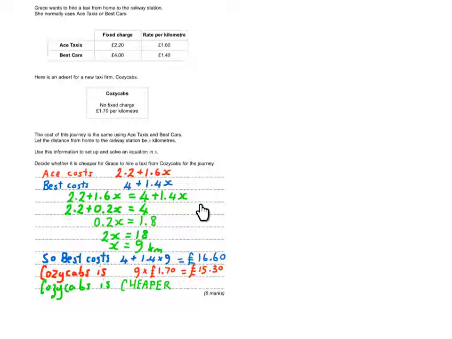So if I take away 1.4x from both sides, take away 2.2 from both sides, and multiply both sides by 10, I can figure out what x is. And it comes out to be x is 9, which means that her distance from home to the railway station is 9 kilometres.